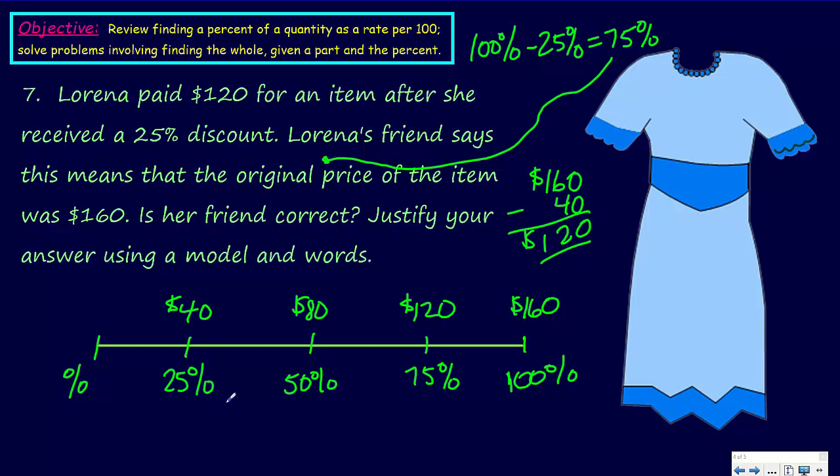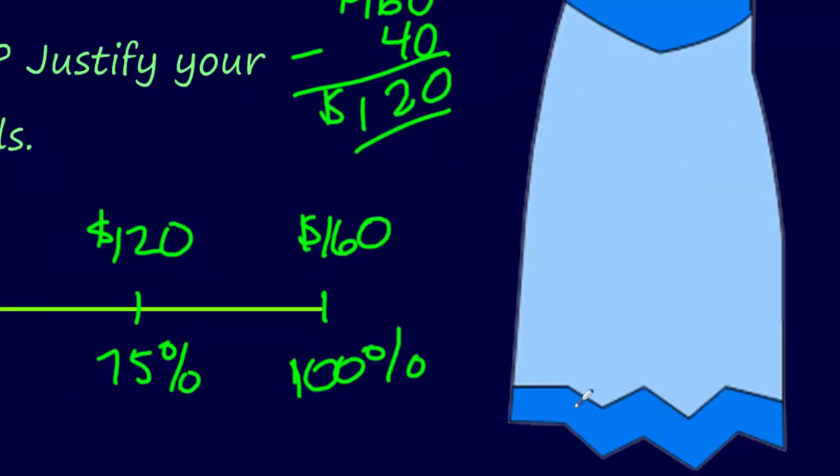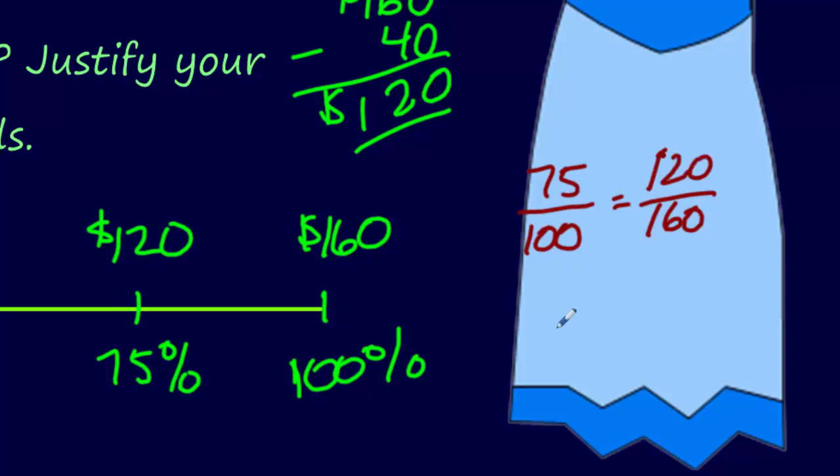Another way, like what I was suggesting here, is that 75% of the original price is what she paid, so she got 25% off. So if we could find 75% of $160, that's another way we could figure it out. Let me show you with a ratio. So if we put our 75 over 100, I know, Lorena, I'm writing on your dress. So sorry. Anyway, 75 over 100. And we do know that the total that was claimed was $160. Remember that? And we do know what the part is. The part is 120. We actually have all the info that we're checking out.